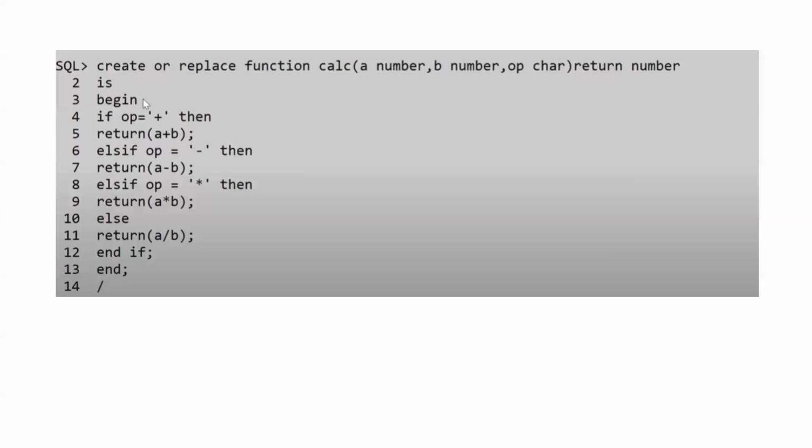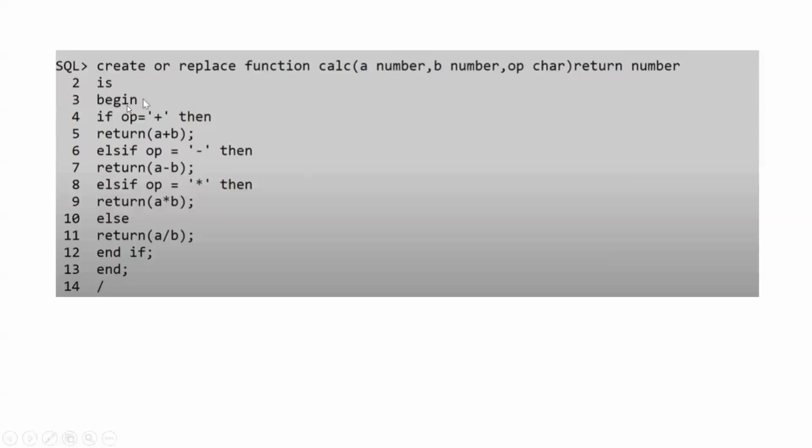In procedures only we use three types of parameter modes, that is IN, OUT and IN OUT. Here we no need to give any IN, OUT, anything. So just give the parameter list. What are the parameters? A, B and option, character. It must return, what will it return? Number. When we give two variables, it will return a number as output.